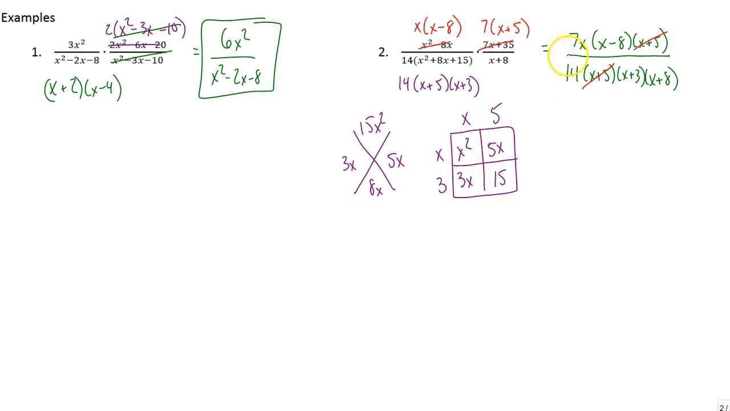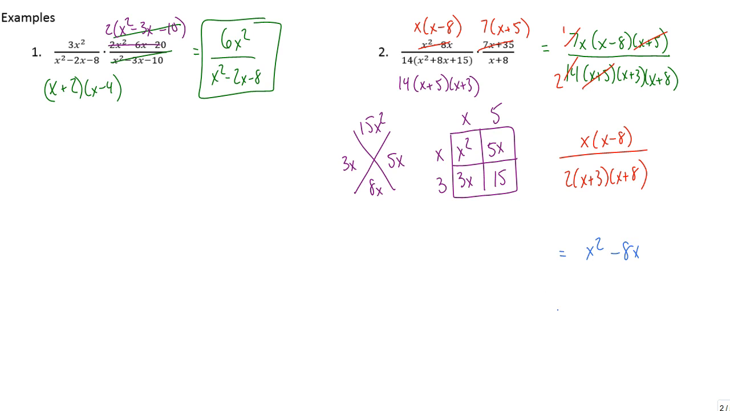And the 7/14 reduces to 1/2. So if I write this out, I'd have 1x, or just x, times x minus 8 in the numerator. And the denominator, we'd have 2 times x plus 3 times x plus 8. Now we do want to simplify this. So in the numerator, we're going to distribute the x through, and when we do that, we would get x squared minus 8x.